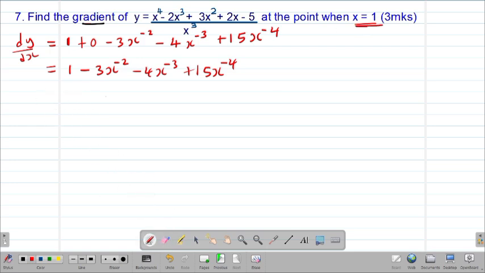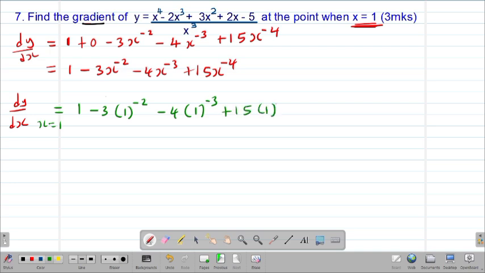So we just need to apply it at the point x equals 1. So my dy/dx at the point x equals 1 will be 1 minus 3 into 1 to the power negative 2, then minus 4 into 1 to the power negative 3, then plus 15, 1 to the power negative 4. Remember, 1 to the power negative 2, I'll just get 1, so this will be 3, then minus 4, 1 to the power negative 3, I'll just get 1, then plus 15, 1 to the power negative 4, I'll still get 1. That is, 1 to the power of anything will just remain a 1.